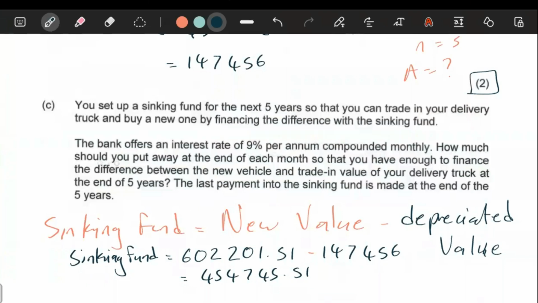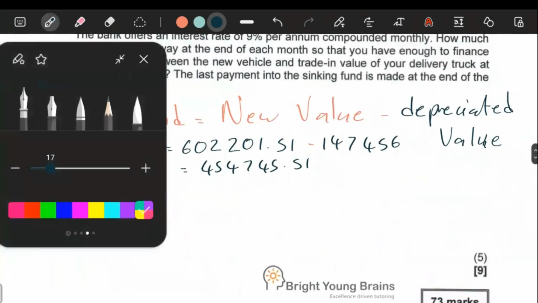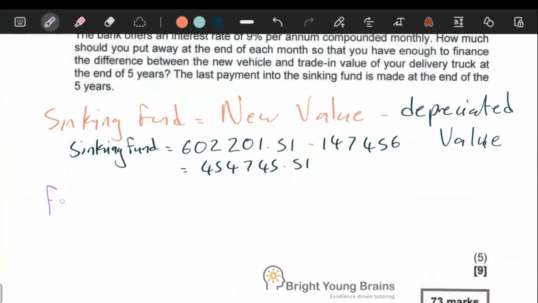Anyways, they said here the bank offers an interest rate of 9% per annum compounded monthly. How much should you put away at the end of each month so that you have enough to finance the difference between the new vehicle and the trading value of your delivery truck at the end of 5 years? The last payment into the sinking fund is made at the end of the 5 years. That's fine. You're just going to have to use your future value annuities formula, which is on your formula sheet. What you know is they need you to find out what your installment is for you to end up with this value here. So you have to isolate X.